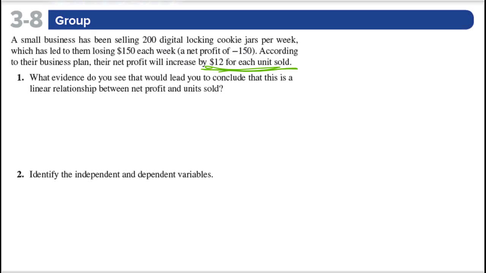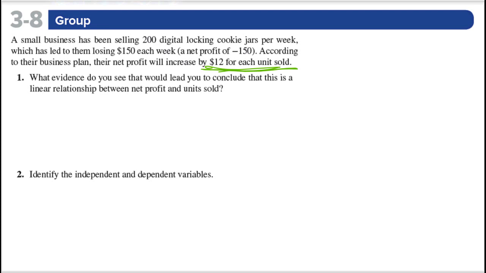Okay. What evidence do you see that would lead you to conclude that this is a linear relationship between net profit and units sold? The fact that they're telling us every unit sold increases the profit by the same $12. They're telling us that the increase in profit for selling one more cookie jar is constant, tells us that it's linear. Okay, restart the video once you've answered question 2.